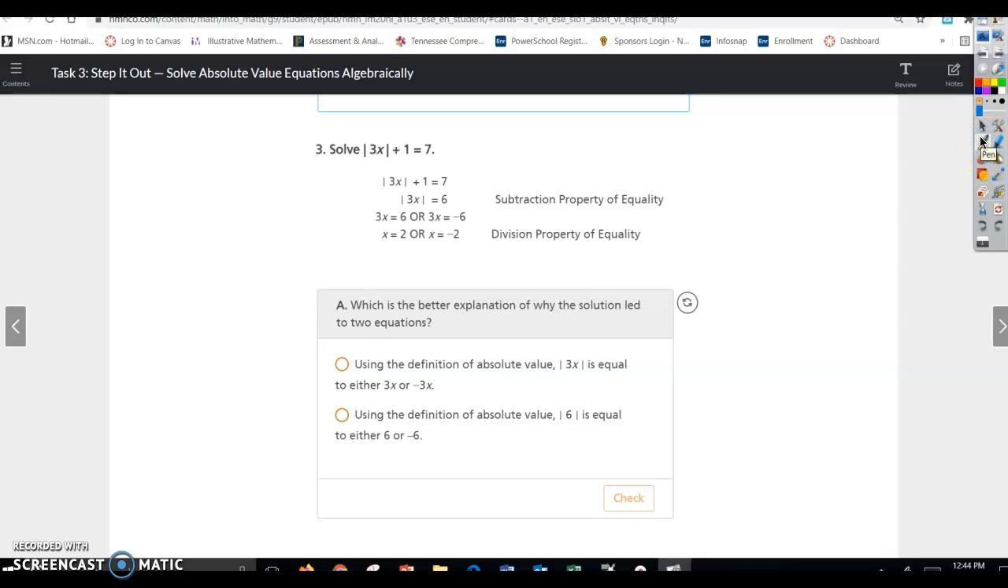So let's see what we need to do here. So we got absolute value of 3x plus 1 equals 7. So the first thing we always have to do is isolate the absolute value. That means get it by itself on one side of the equal sign. So that means this positive 1 has to be subtracted. So we've got absolute value of 3x equals 7 minus 1 is 6.